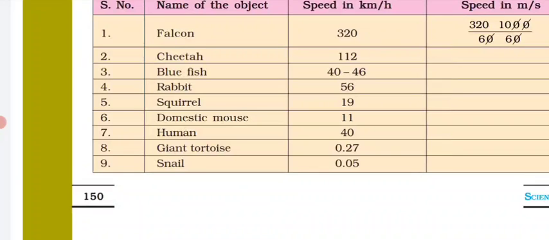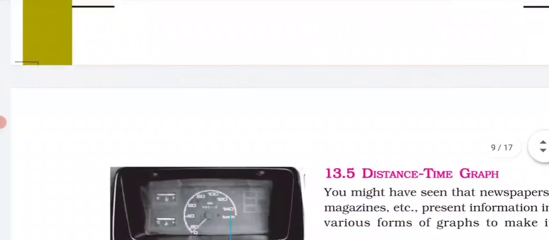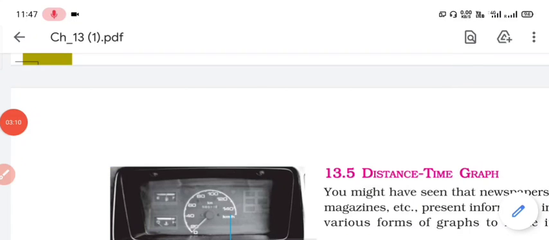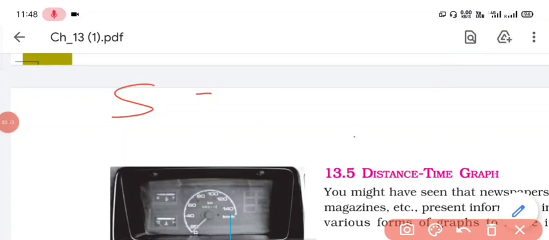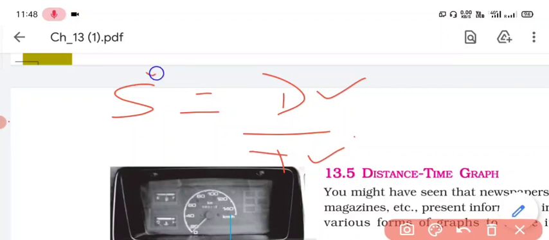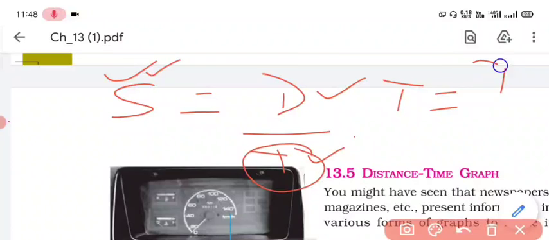According to their speed, we can also calculate the time and the distance. For example, we have the formula: speed equals distance upon time. So if we have the distance and time, then we can easily calculate the speed. But what happens when we don't have the time but we have the speed, and we want to calculate the time? The formula will be time equals distance upon speed.